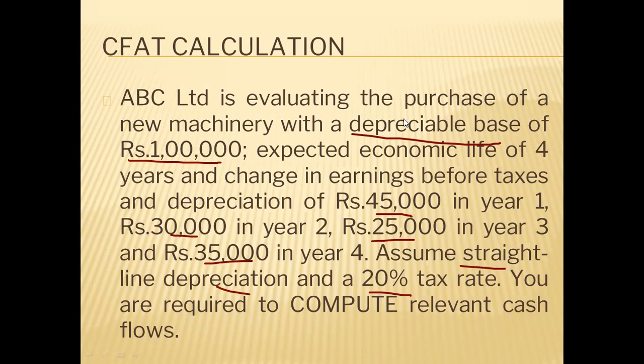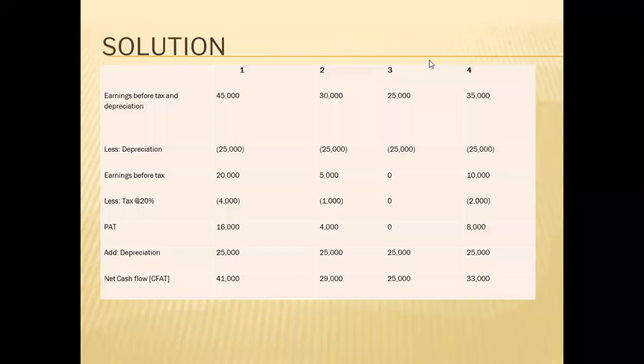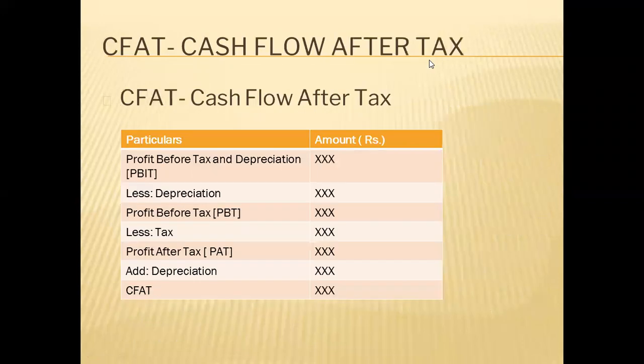See, what are the steps for calculating the CFAT that we have understood? First, we take the profit before tax and depreciation. From that, we reduce the depreciation. Then we get the PBT. From that, we reduce the tax. We get the PAT, profit after tax. Add back the depreciation. We will get the CFAT. So this is the structure for calculating the cash flow after tax, CFAT.